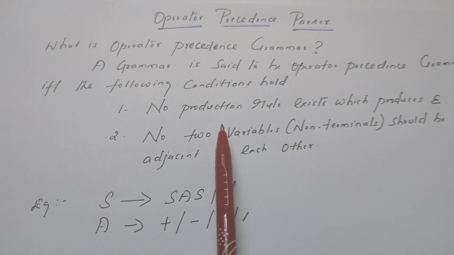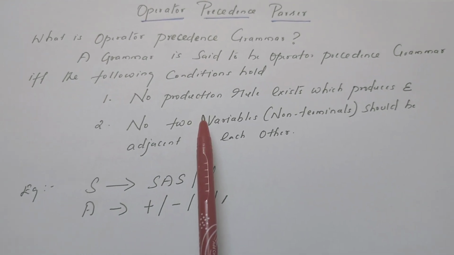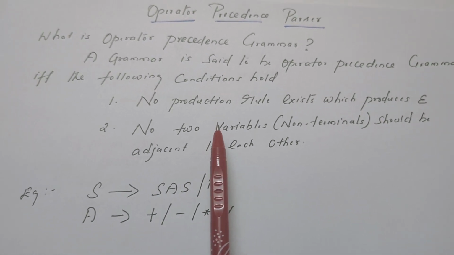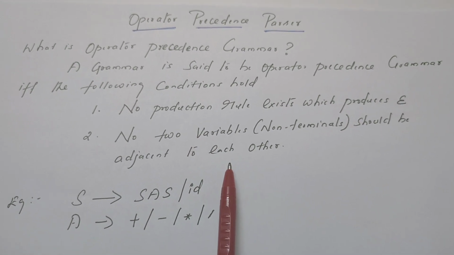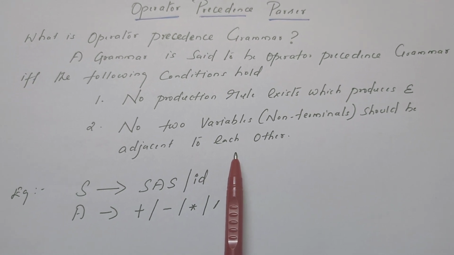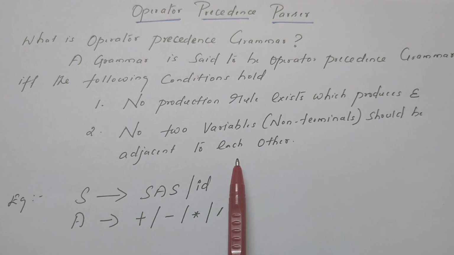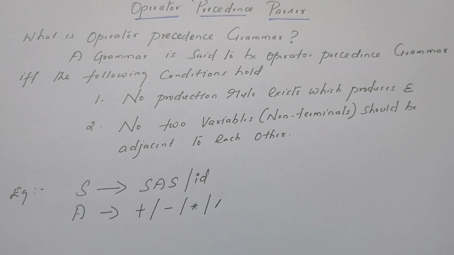So what is the first condition? There should not be any production rule in the grammar which has epsilon on the right hand side. And the second rule says that there should not be two variables or two non-terminals which are adjacent to each other. Okay, now let us look into this example.